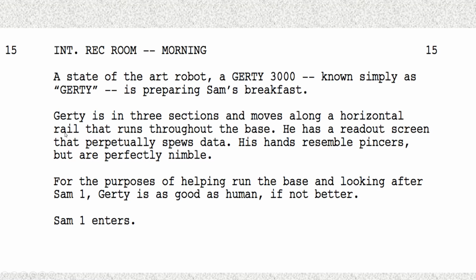Gertie is preparing Sam's breakfast. Gertie is in 3 sections and moves along a horizontal rail that runs throughout the base. He has a readout screen that perpetually spews data. His hands resemble pincers, but are perfectly nimble. So here we are describing the character. We're doing a basic description of the setting and the character here. For the purposes of helping run the base and looking after Sam 1, Gertie is as good as human, if not better. Now, Sam 1 has already been introduced.